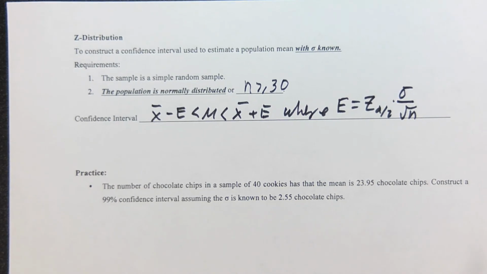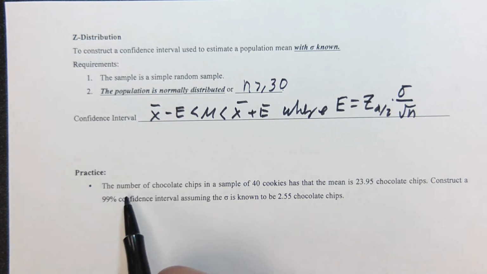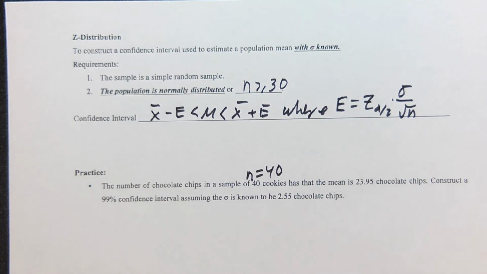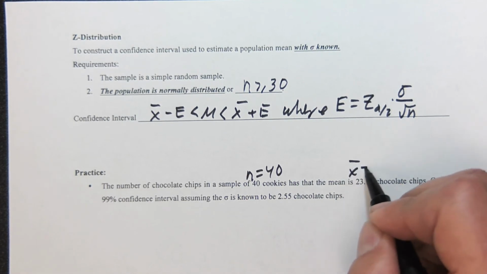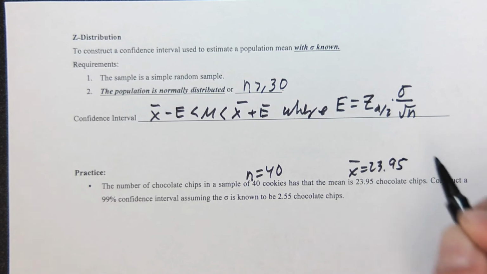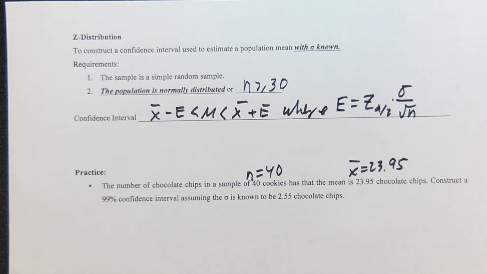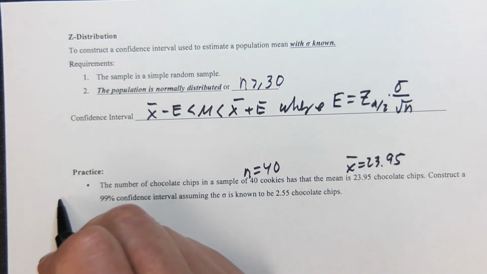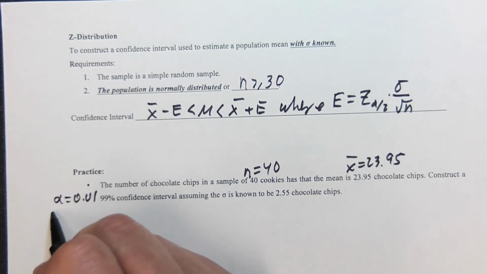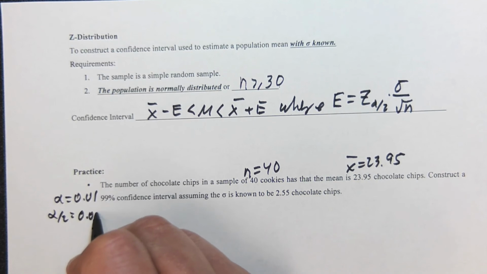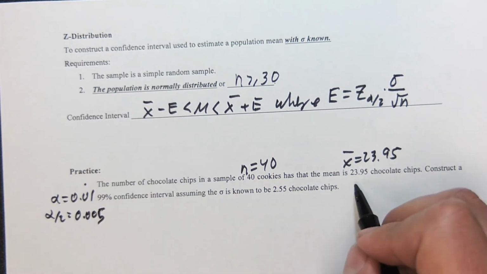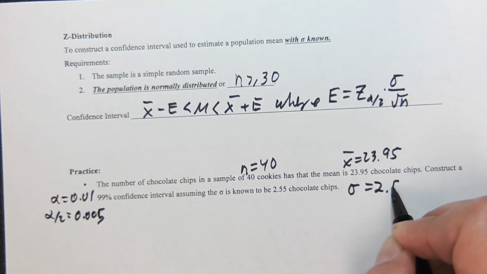So we're going to do practice here. And we're back to the number of chocolate chips in 40 cookies. There's my n, which is 40. The mean, my x bar, is 23.95. And we're going to construct a 99% confidence interval. This means alpha is 0.01. Alpha over 2 is 0.005, pardon me. And sigma is known in this case to be 2.55.